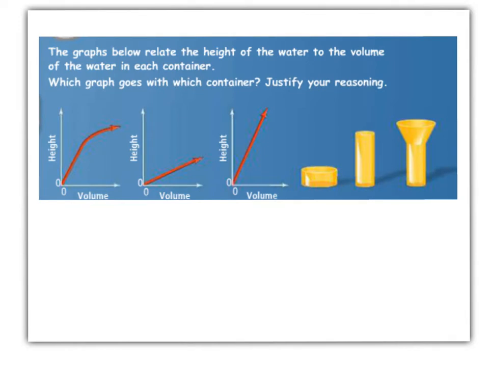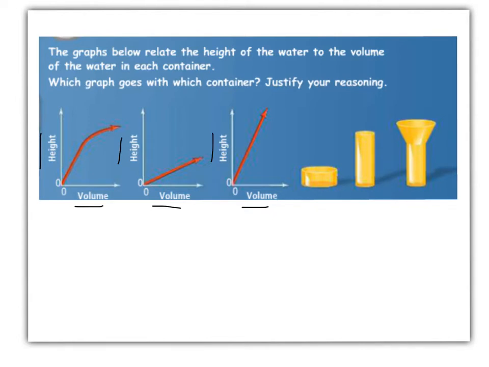Okay, so here we have, and this is just from the getting ready box, on page 234. It says, the graphs below relate the height of water to the volume of the water in each container. Which graph goes with which container? Justify your reasoning. So they both have the same variables. They both have volume, and they both have height. So anytime it asks you about the variables, those are just your labels on your x and your y axis.